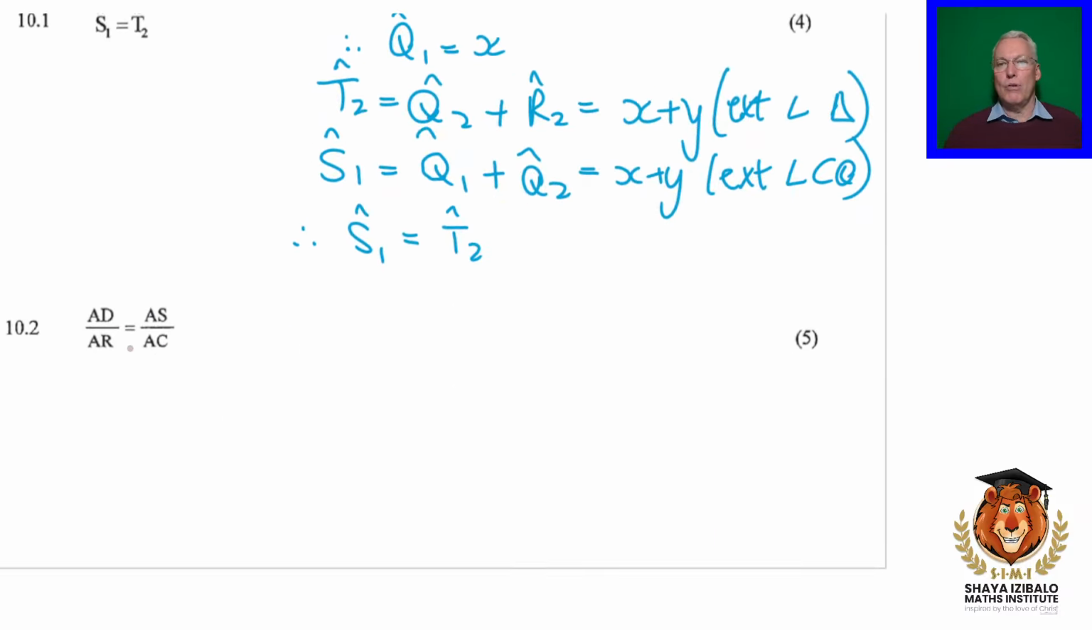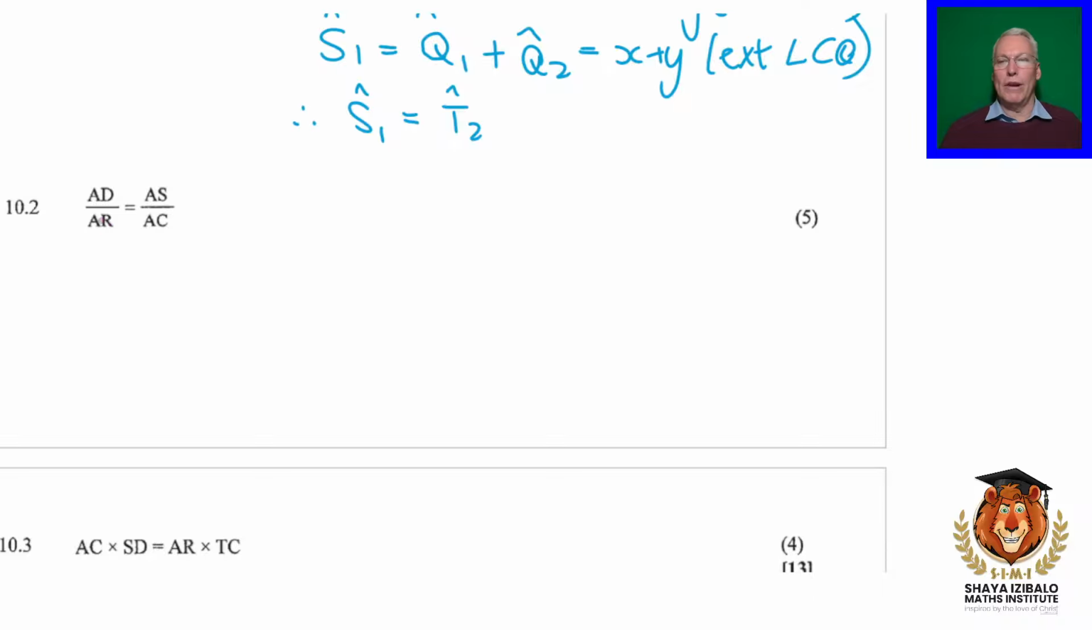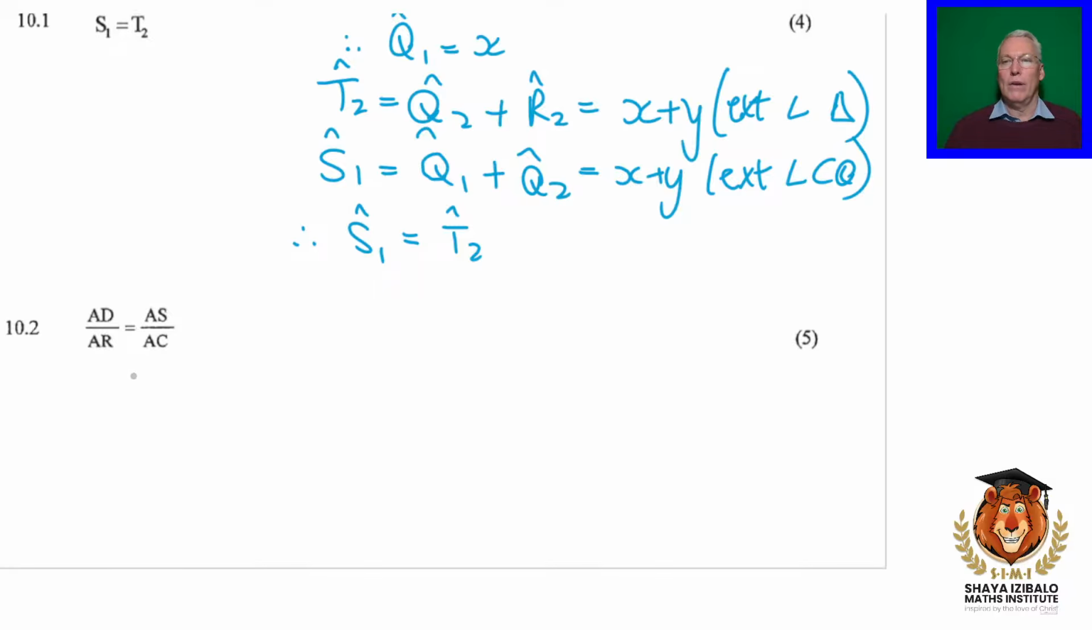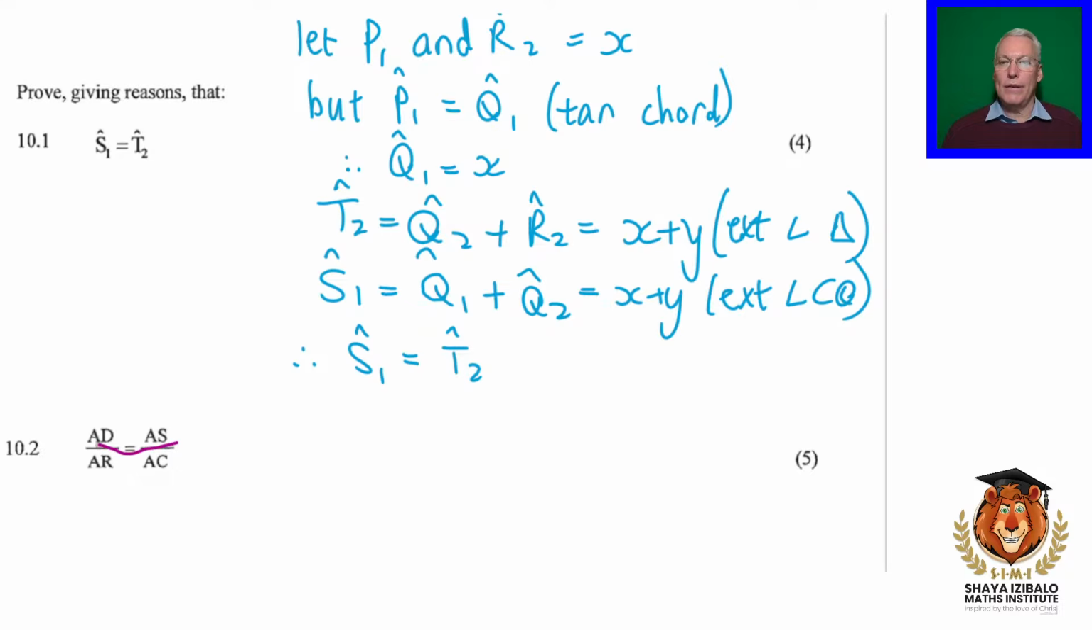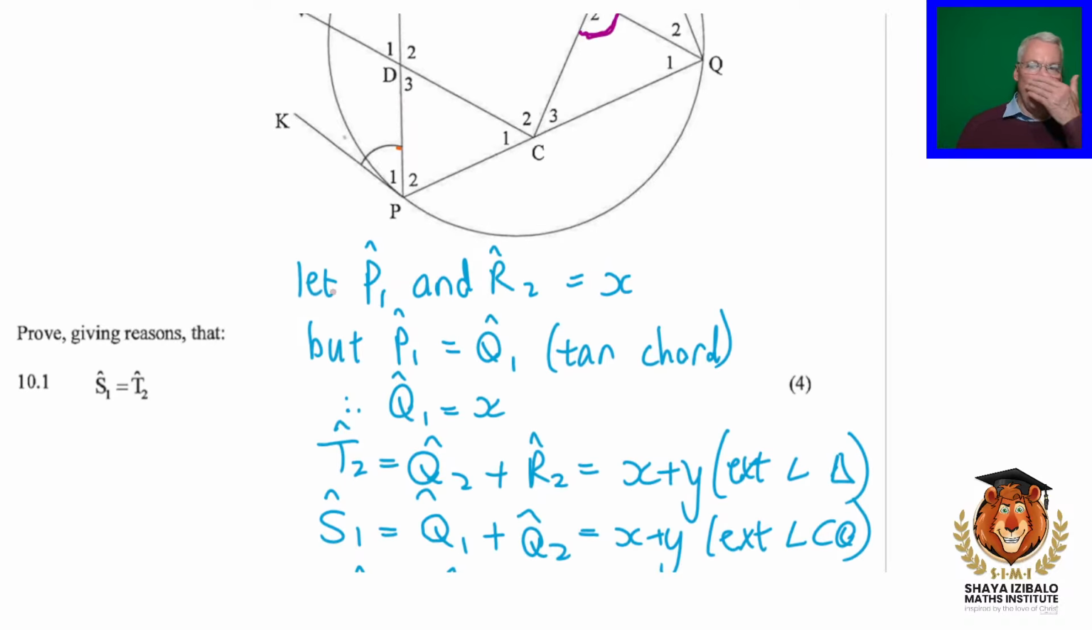Now they ask us to prove this ratio. When I look at this ratio, I'm seeing AD and AR, and AS and AC, or ADS and ARC. Are there possibly triangles that are similar here? Is it possible that ADS, that little red stripy one, is similar to ARC, this huge green triangle over here?